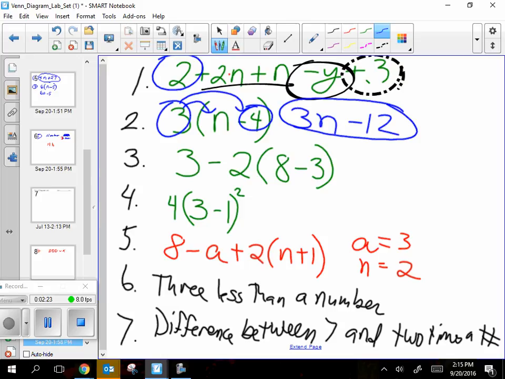Okay, next one. Can I just do this 3 minus 2? I'm really tempted because it's sitting right there. No, because what has to be first? The parentheses. 8 minus 3 is 5. 5 had to be first. Now that I'm done with that, now I can go 3 minus 2 times 5. Now I can do the 3 minus 2, right?